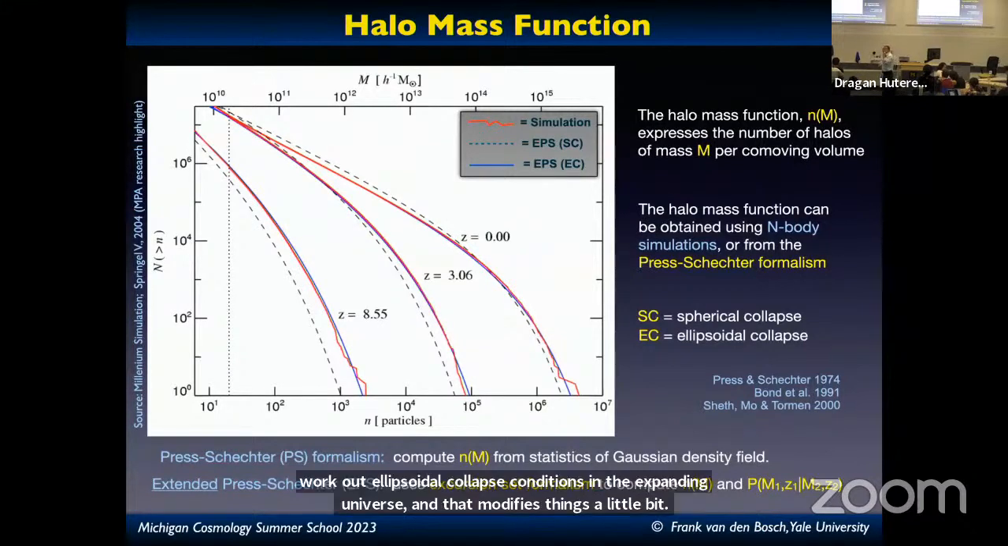They just said, okay, we go from the spherical collapse, this 1.686, we're going to change that, and we're going to use ellipsoidal collapse conditions and do the same thing. And what they got were the blue lines. And if you can't see the blue lines, it's because they're right behind the red lines. They are a very good fit to the halo mass functions obtained from simulations.